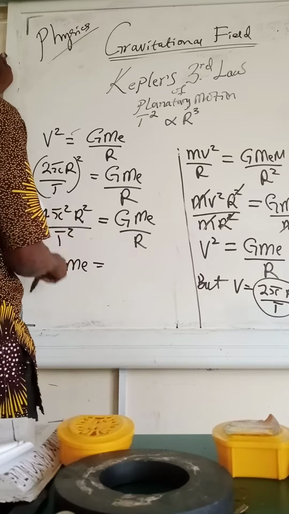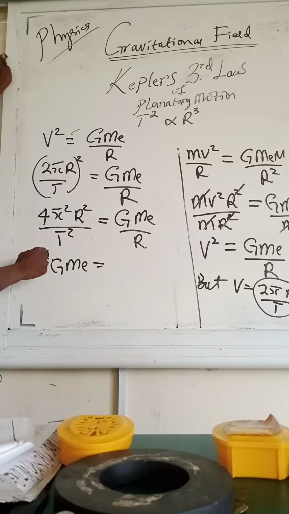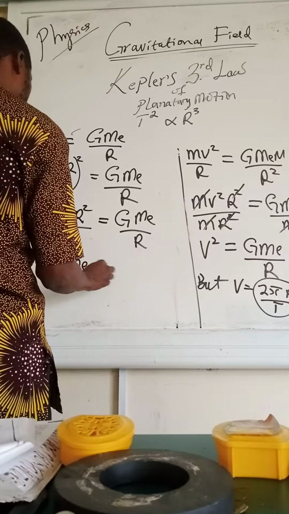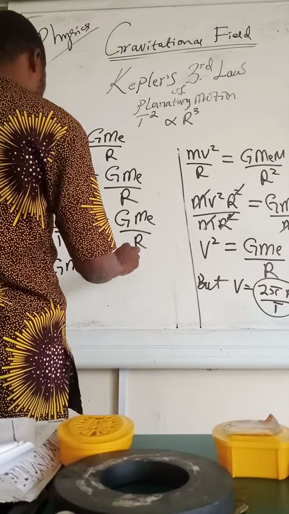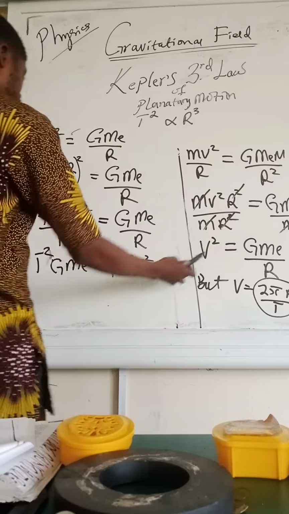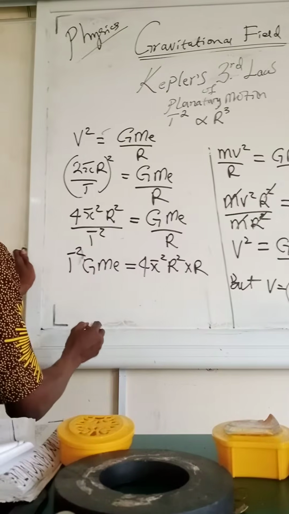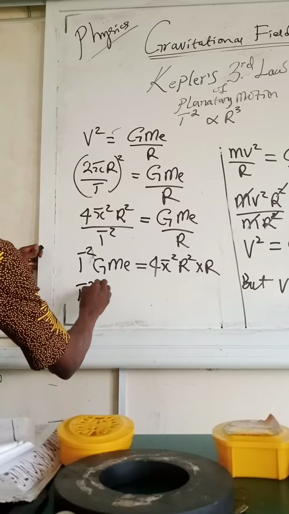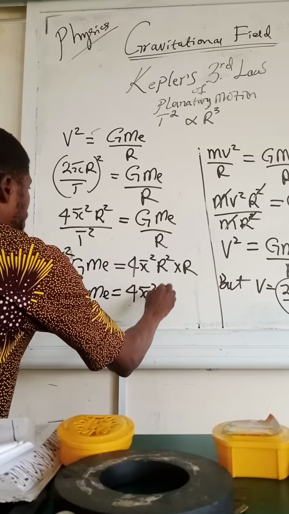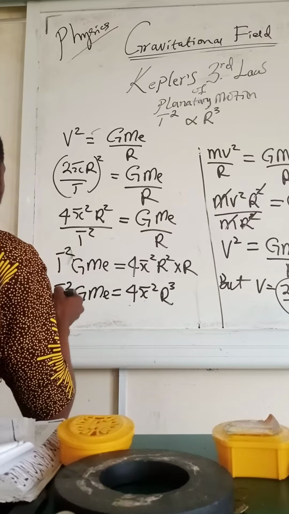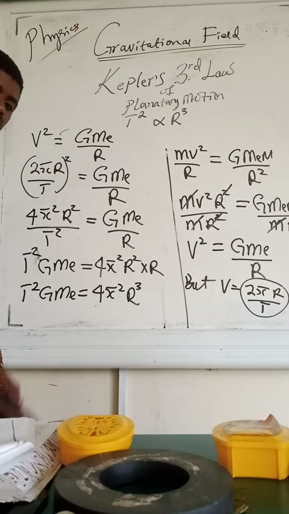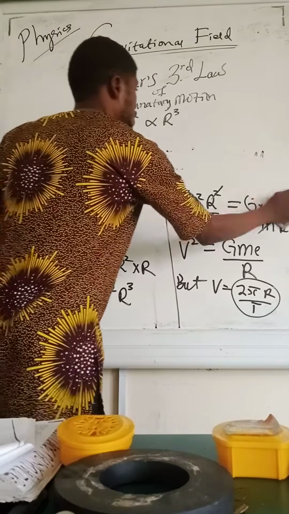This times this. T squared G M E is equal to 4 pi r squared times what? r. This will give us r cubed. So, working out, we have T squared G M E is equal to 4 pi squared r cubed. So we are going to make T squared the subject of the formula. Can you see that?